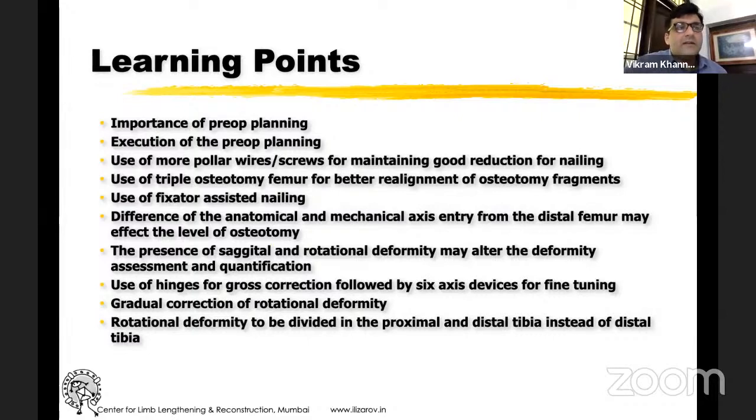Then regarding the left side tibia distal osteotomy site regenerate quality, I think gradual correction of the rotational deformity would have been a better bet. Or we could have divided the rotational deformity between the proximal and distal tibia instead of just keeping the 20 degrees for the distal tibia. So that might have improved the quality of the regenerate.